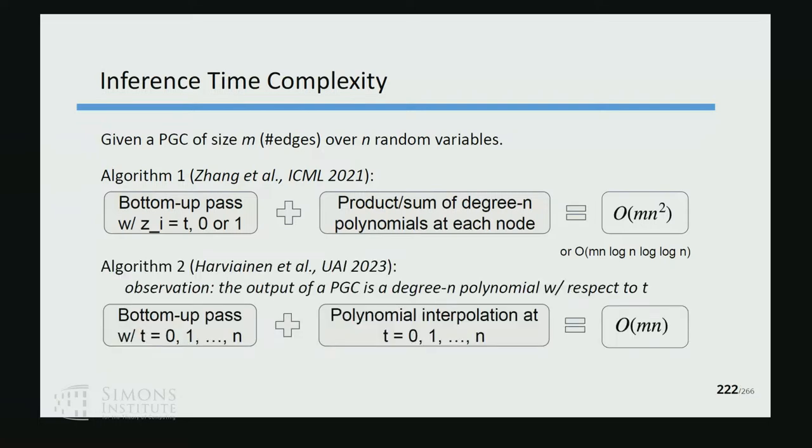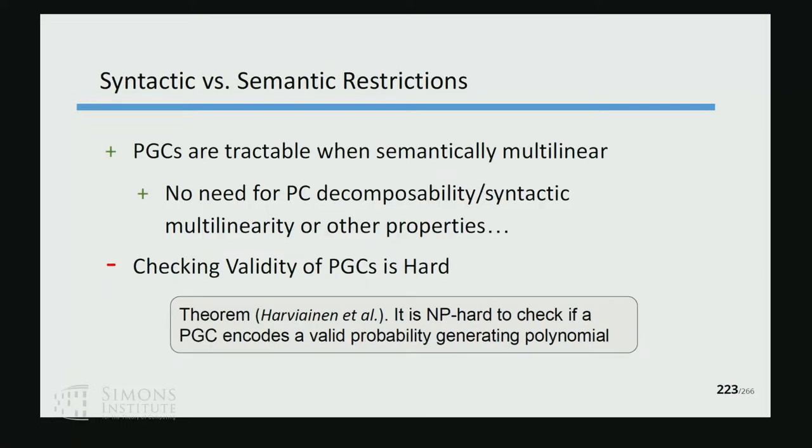There was actually a paper that just came out last month where people showed that there's a simpler way to do this. You just reevaluate your circuit n times with different values for t, and you compute the polynomial interpolation to get this m times n complexity to compute a marginal probability. Nicer. Okay. Good. So this is nice.